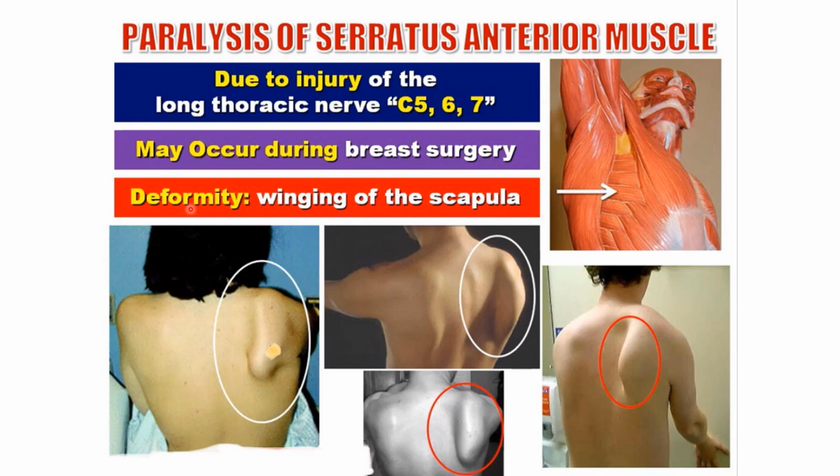Now, injury to the long thoracic nerve that supplies the serratus anterior may cause winging of the scapula, or what we call a wing scapula. So you can see the scapula protruding outwards. You can see the scapula protruding outwards on this side too. So this is a wing scapula, because there's damage to the long thoracic nerve which supplies the serratus anterior muscle.